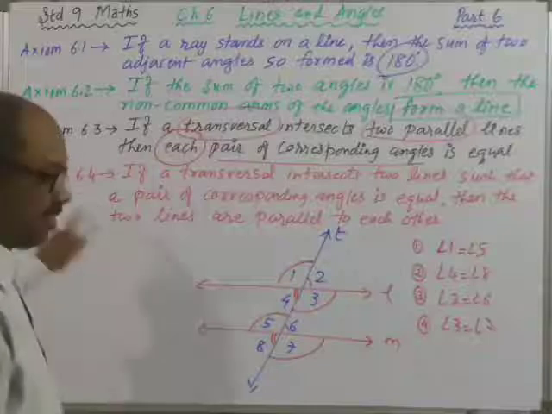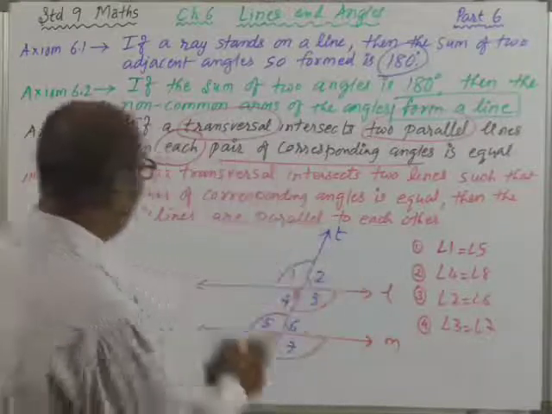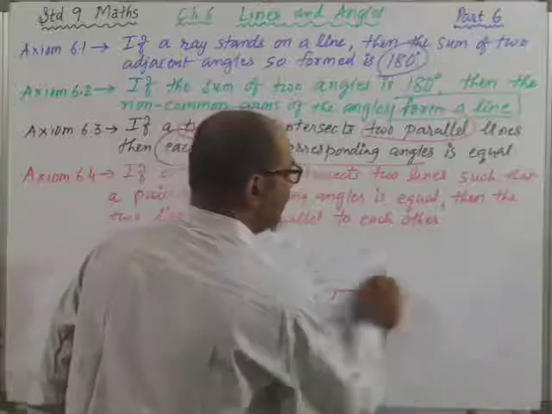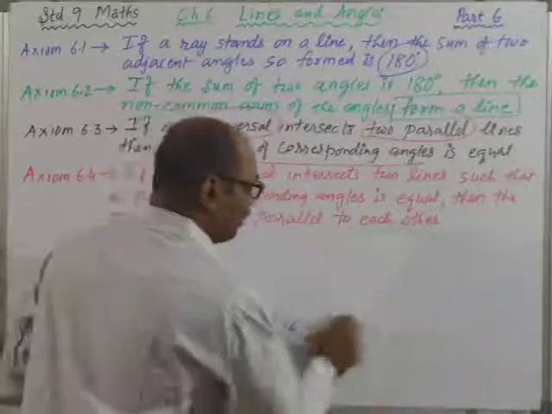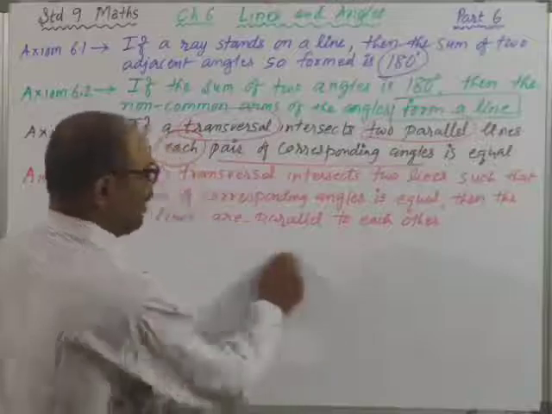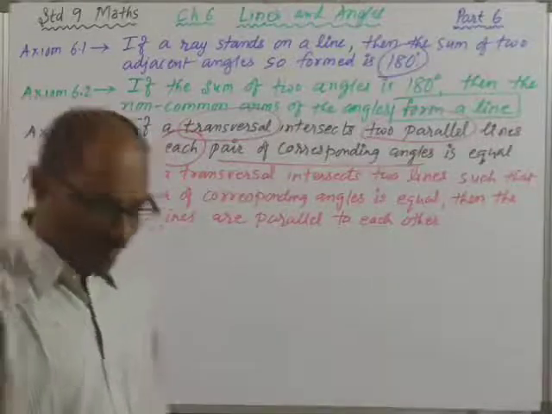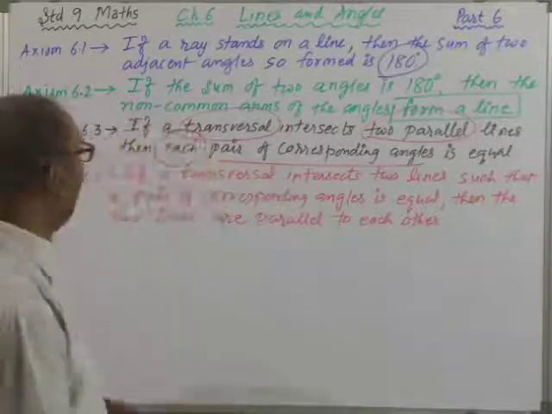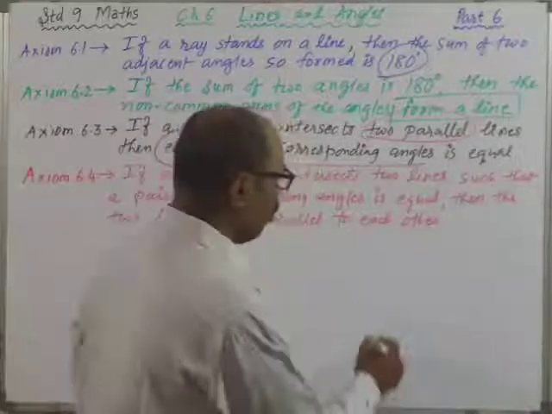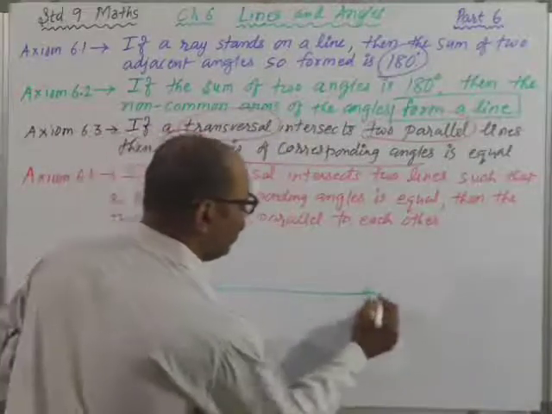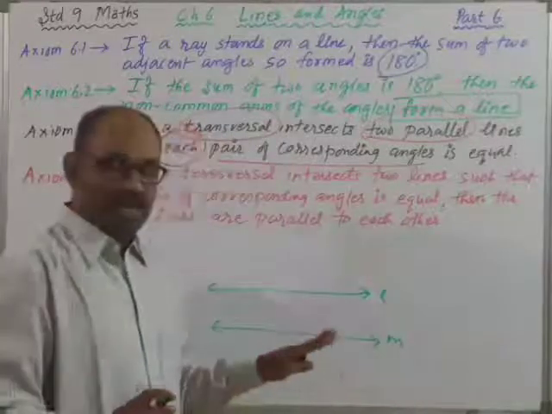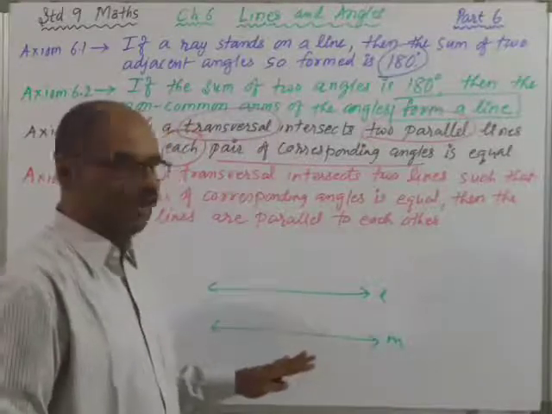Now, Axiom 6.4. It is exactly the converse of Axiom 6.3. The statement we saw in Axiom 6.3, Axiom 6.4 is its opposite statement. Let's see. If a transversal intersects two lines, just two lines, though they may appear parallel to you, don't consider that, only the two lines are given.